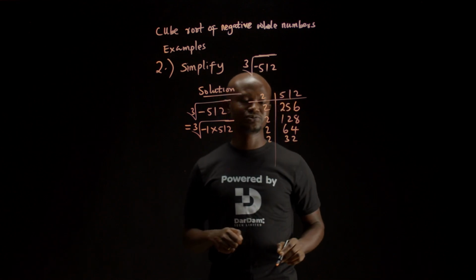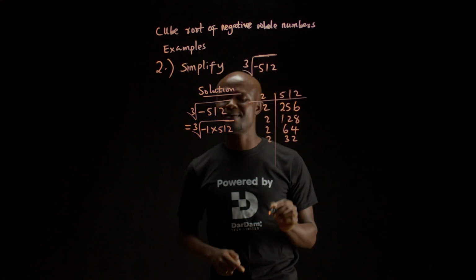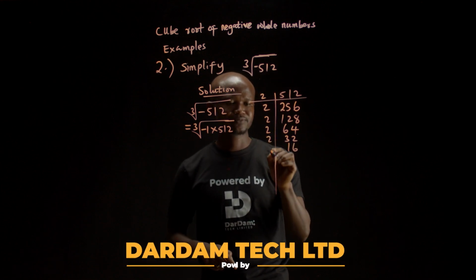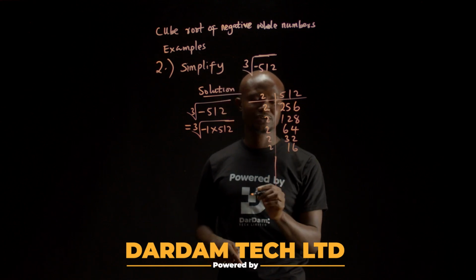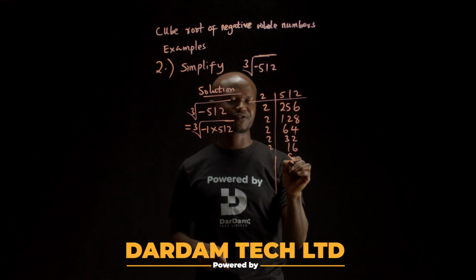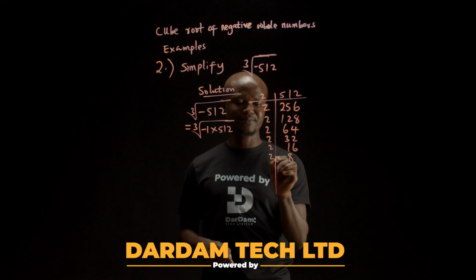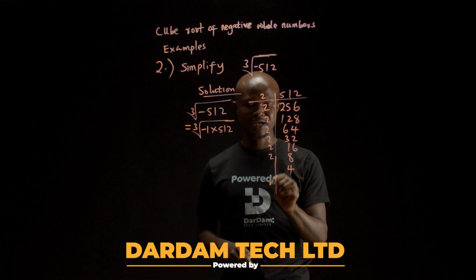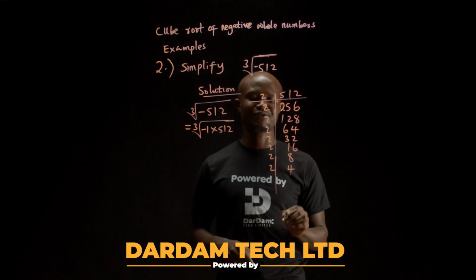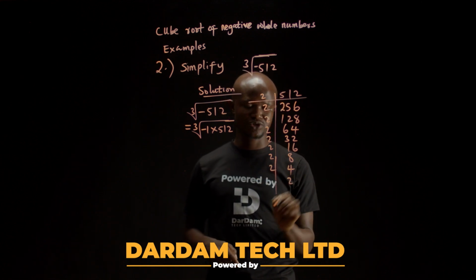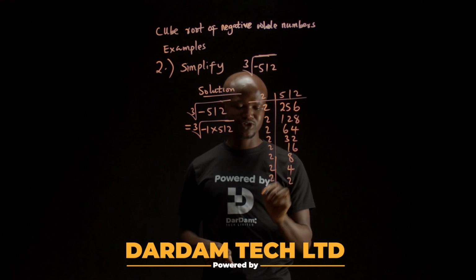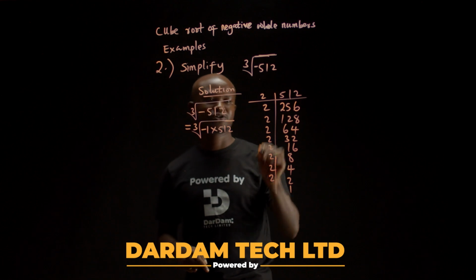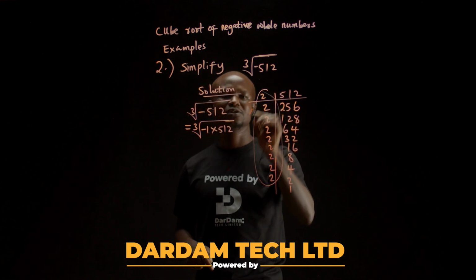Now, using 2. 32 divided by 2, what do we have? 16. Dividing by 2 also. 16 divided by 2, we have 8. Dividing by 2. 8 divided by 2, what do we have? 4. Dividing by 2, what do we have? 4 divided by 2, we have 2. Then, using 2, 2 divided by 2, what do we have? 1.